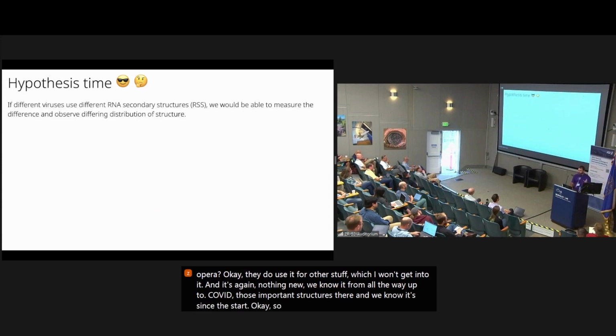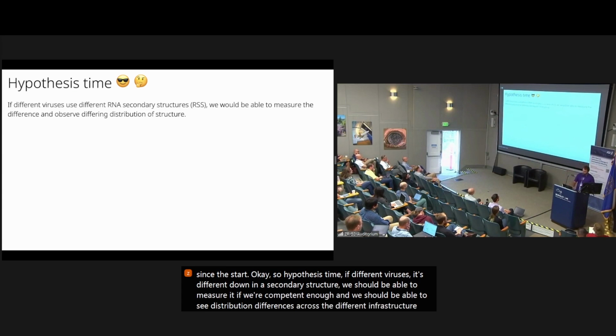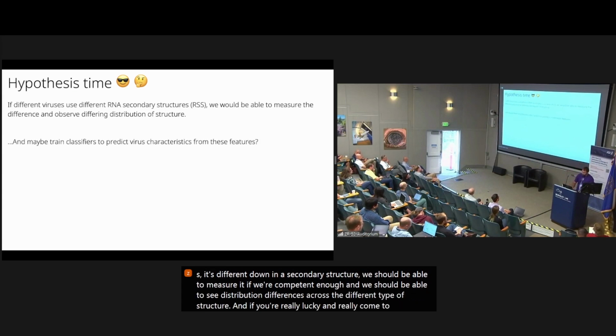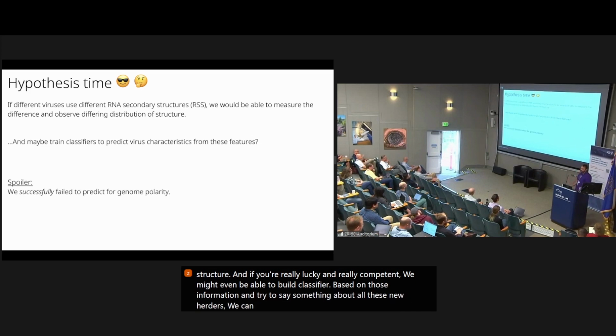Okay, so hypothesis time. If different viruses use different RNA secondary structure, we should be able to measure it if we're competent enough, and we should be able to see distribution differences across the different types of structure. And if we're really lucky and really competent, we might even be able to build a classifier based on that information and try to say something about all these new herds of viruses that we can't otherwise classify. So spoiler, we successfully failed for the genome polarity.